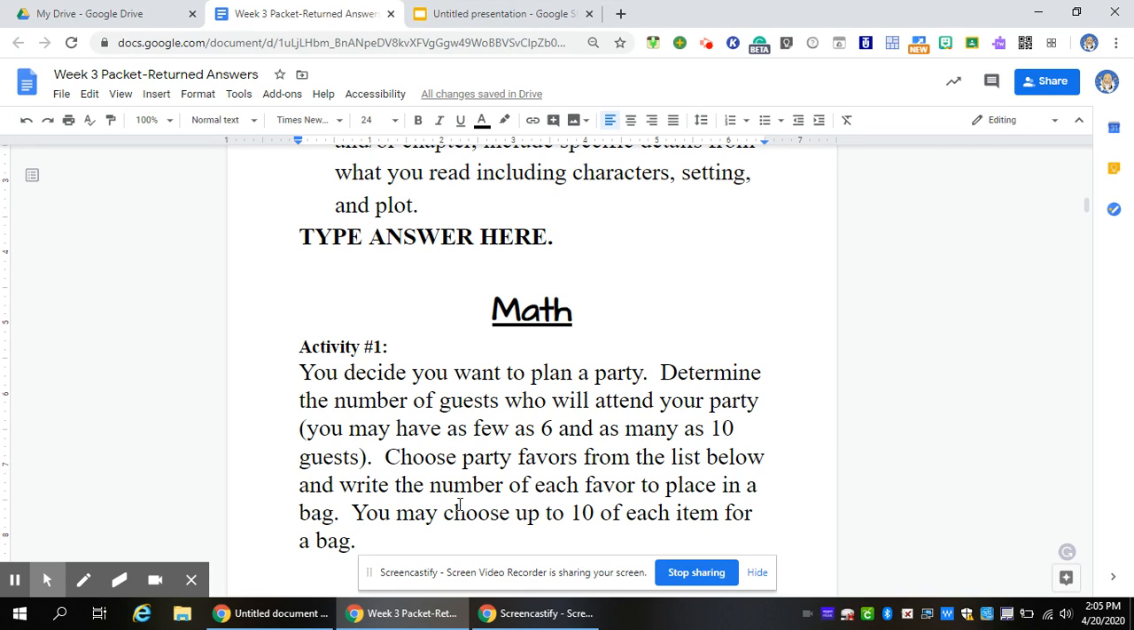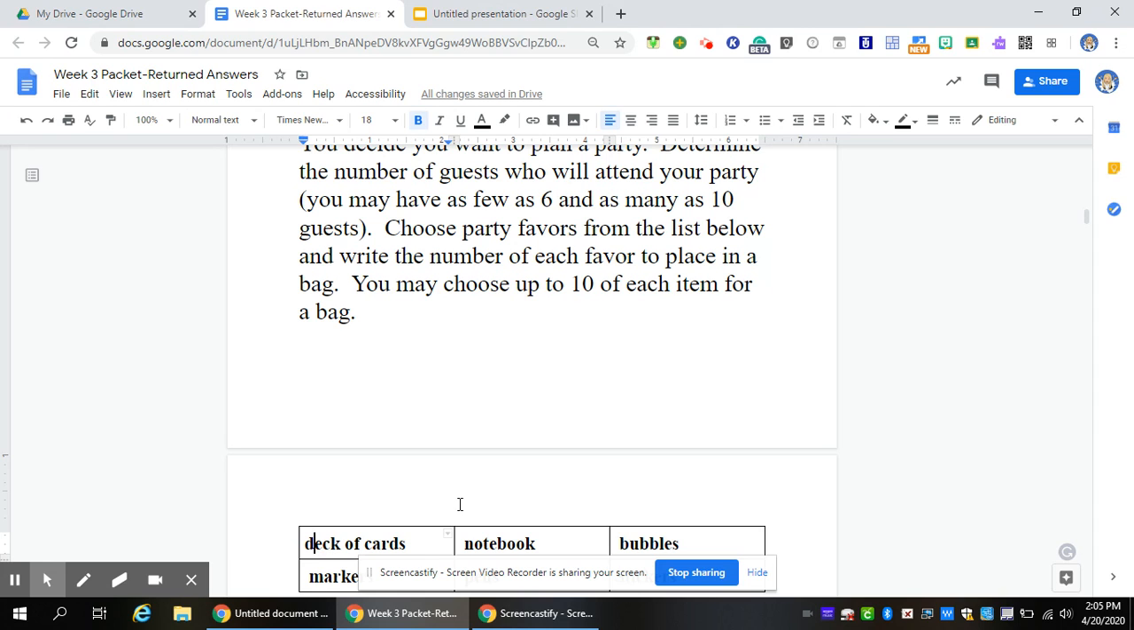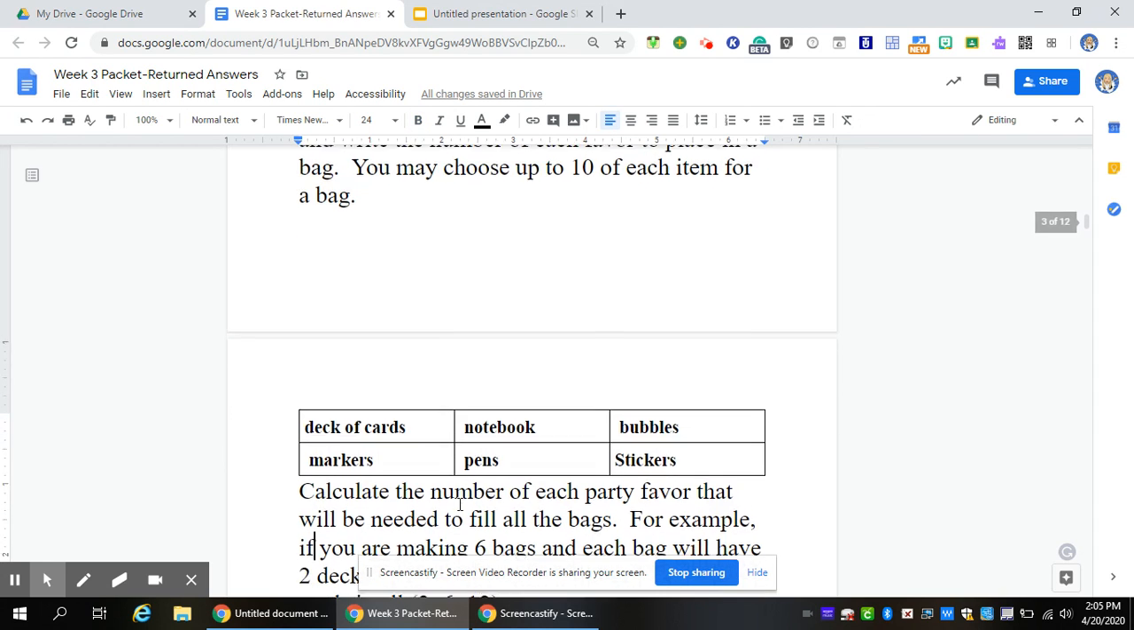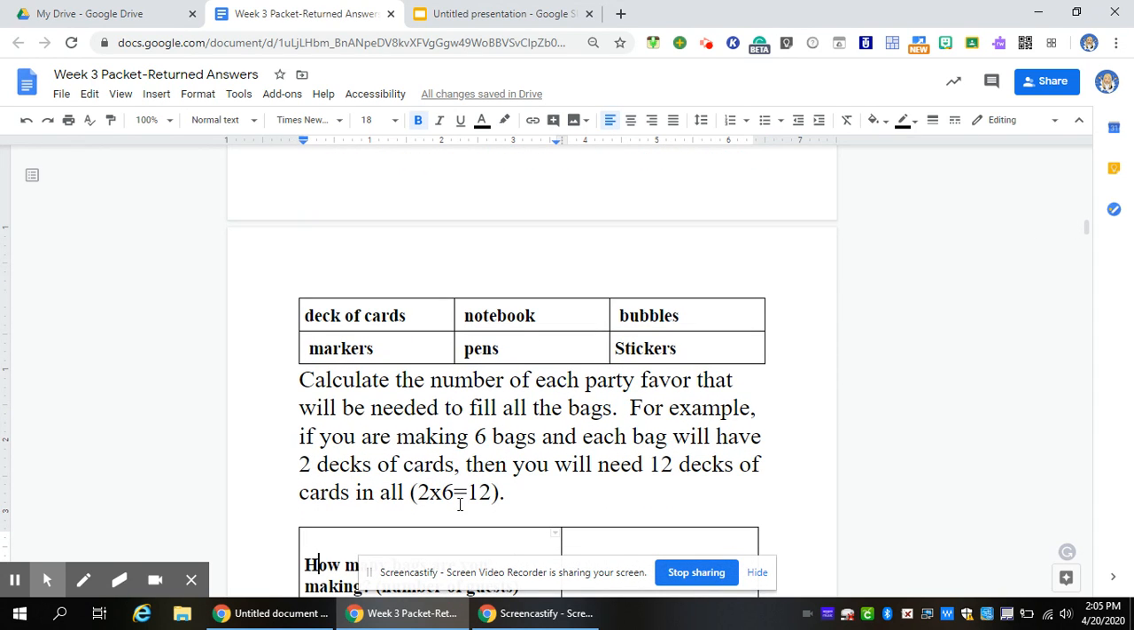Then you're going to choose party favors from the list below and write the number of each favor to place in a bag. So you can have more than one of those favors in each bag. You can actually choose up to 10. So here are the list of items that your child can put in their bags: decks of cards, notebook, bubbles, markers, pens, stickers. They now have to calculate how many of each of those they would want all together. So the example that was given is if you're making 6 bags and you put 2 decks of cards in each bag, you would need 12 decks because 2 times 6 equals 12.